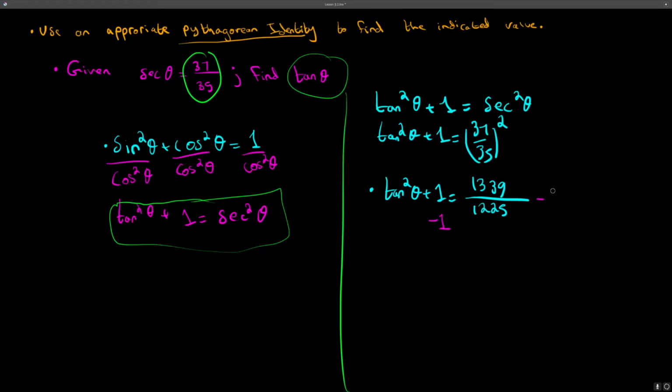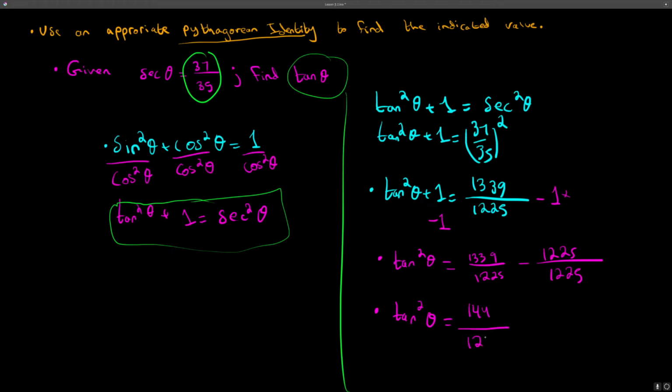Now that we have this value, we can minus 1 here, minus 1 here. Then we'll rewrite it again as tangent squared is equal to two fractions: 1369 minus 1,225, because we multiplied by 1,225 on both sides, to give it a common denominator, subtracting fractions. And then finally, we get tangent squared is equal to 1369 minus 1225, which is going to be equal to 144 over 1,225. Now we square root, and then we'll get tangent equal to 12 over 35, and this will be the final answer.